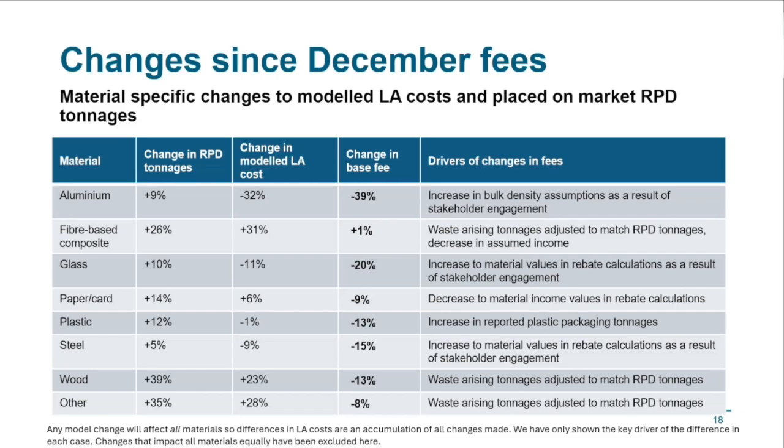For example, for aluminium, we see a decrease in the base fee, which is largely led by the increase in our bulk density assumptions, which were a result of stakeholder engagement. And additionally, for glass, we see a decrease in modelled costs that is partially driven by an increase in the material values used in the rebate calculations.